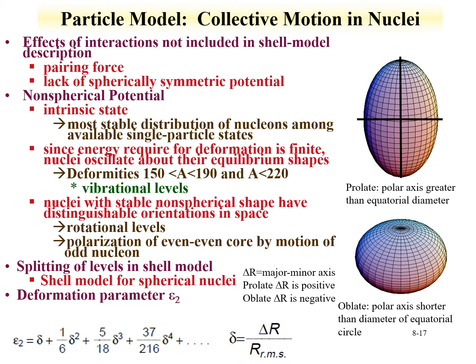We can use that to define the deformation parameter. There's a term shown here, an expansion of this delta term. The delta term is nothing more than the difference between the axes divided by the root mean square of the axes. So there's a way of evaluating the deformation parameter in terms of the nuclear shapes.